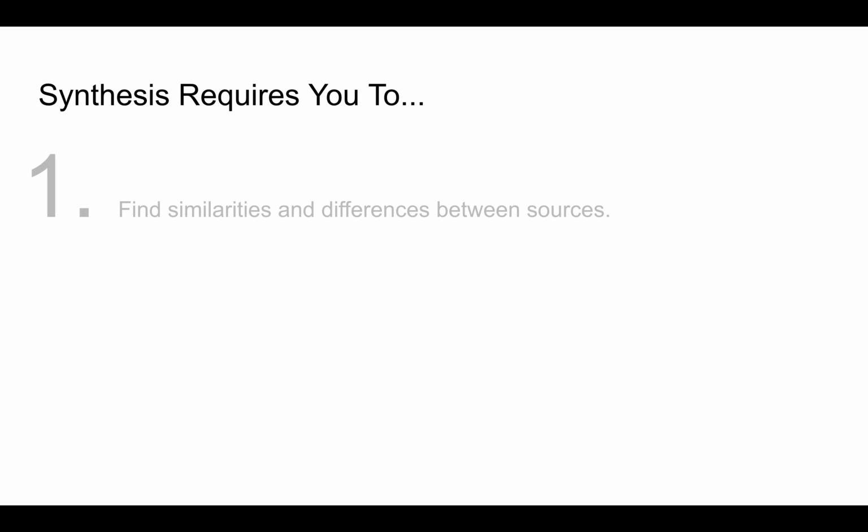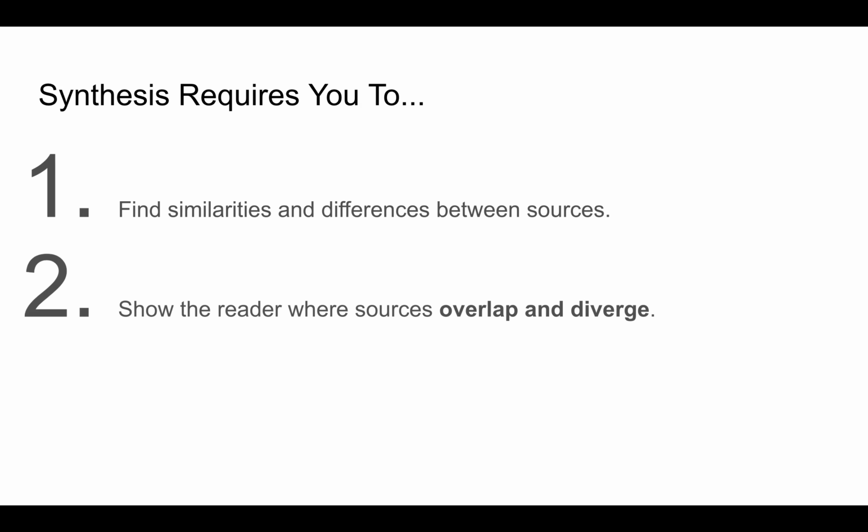Synthesis requires you to find similarities and differences between sources. For example, if you have two sources that talk about the causes of an issue, what are the similarities and differences? What are some of the values they have in common? Or what are some of the ways that their opinions diverge? You need to be able to think about your sources not as separate entities, but as all part of this conversation about the issue that you are also exploring and adding to.